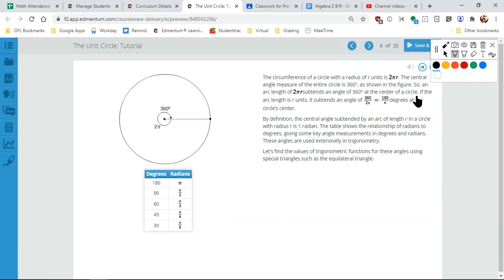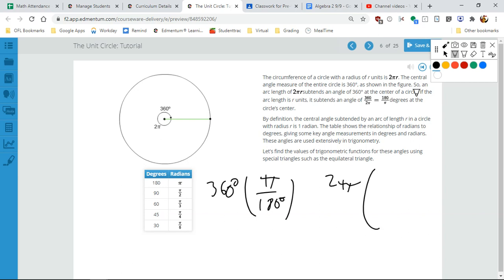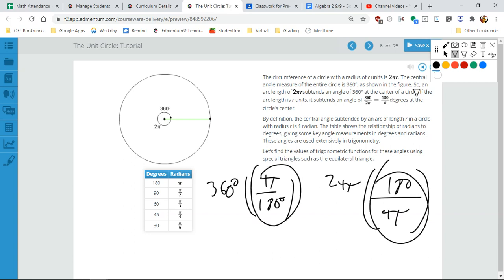The conversion rate, to remember this, it's always pi is equal to 180 degrees. So if you want to change 360 to units of pi, it's 360 times pi over 180. If you want to convert 2 pi, it would be times 180 over pi. You're always using either this fraction or this fraction.